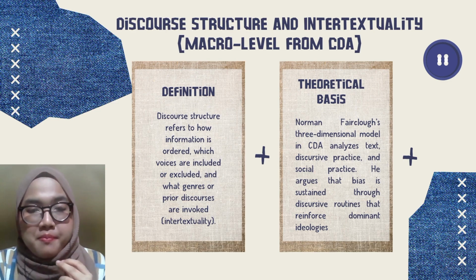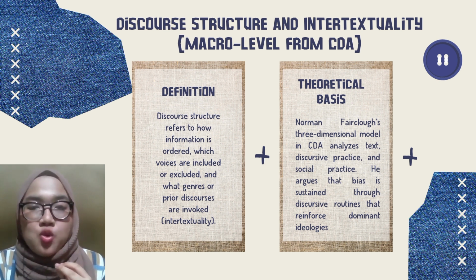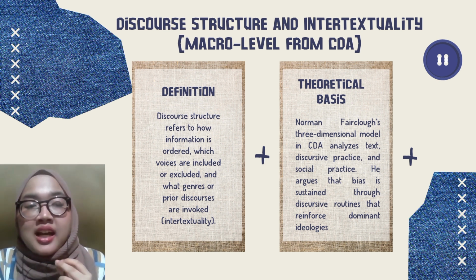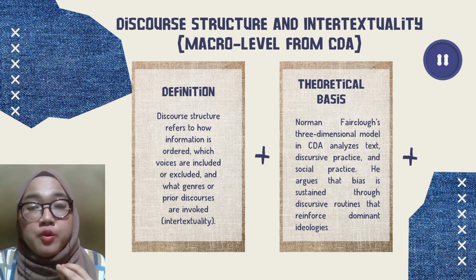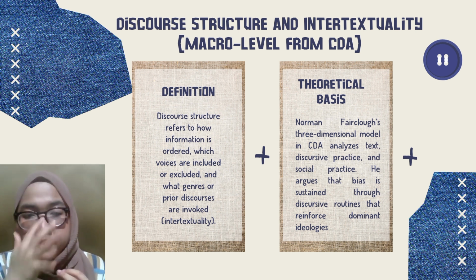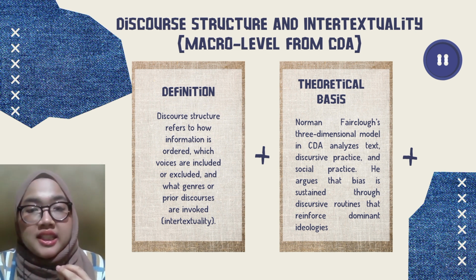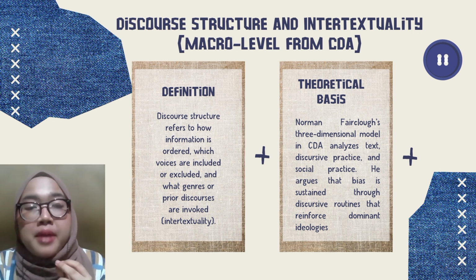The last aspect is discourse structure and intertextuality as a macro-level feature from critical discourse analysis, or CDA. The definition of discourse structure is about how a news article is organized: which details come first, which voices are quoted, and which are left out. Meanwhile, intertextuality is when a journalist refers to other texts, quotes, or past events to give context or build a connection. It can also mean borrowing familiar genres or styles to shape how a reader understands the news. Together, they shape the overall narrative of a news article, not just the content, but how that content is framed and who gets to speak.